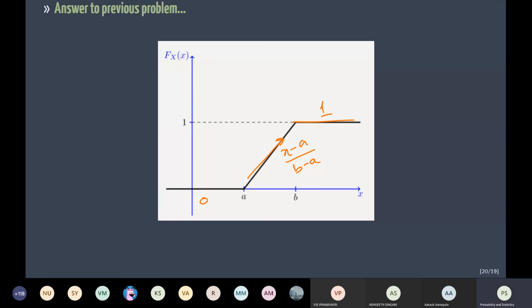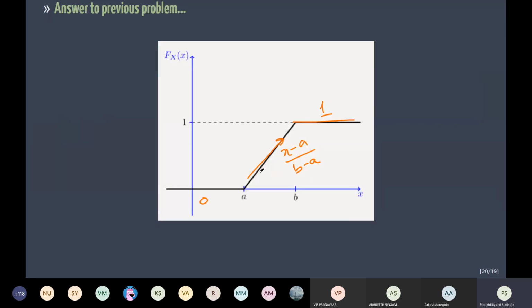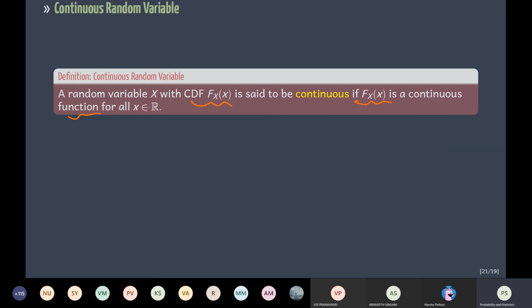Okay, so that's the CDF, and I will now define this. A random variable X with CDF F_X is said to be continuous if F_X is a continuous function. So you see the difference now. For a continuous random variable, the CDF is always continuous. If the CDF of a random variable is continuous, then the random variable is called a continuous random variable.